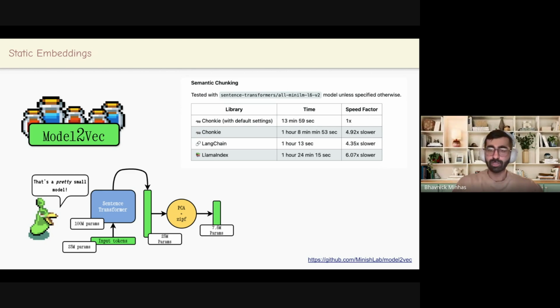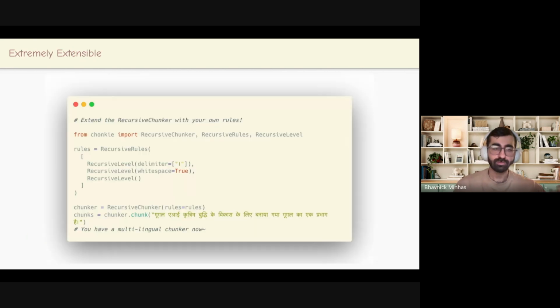So you can see 14 minutes with Chonky in default settings. That's with a Model2Vec model, versus the other times, which are 1 hour plus for the other libraries, and Chonky as well with another model. So how fast you can go with semantic chunking is highly dependent on the embedding model.